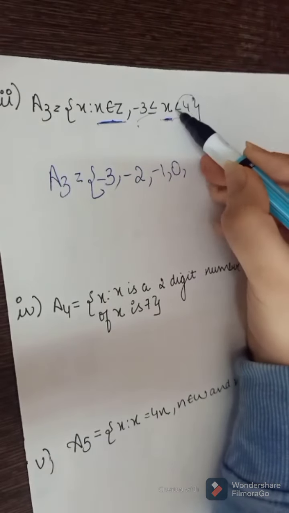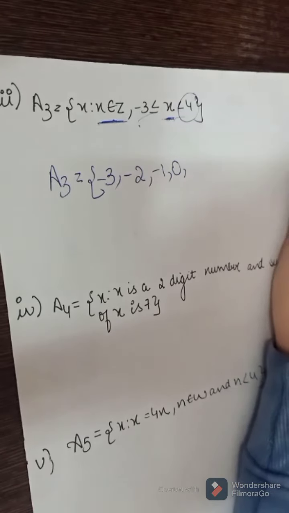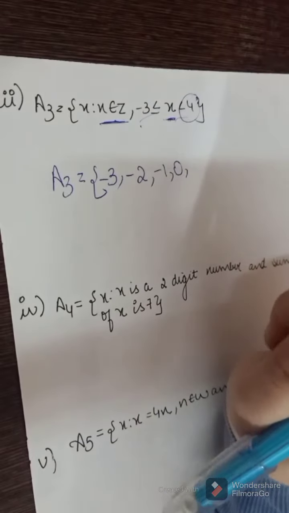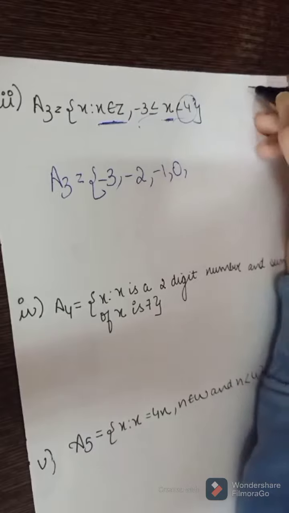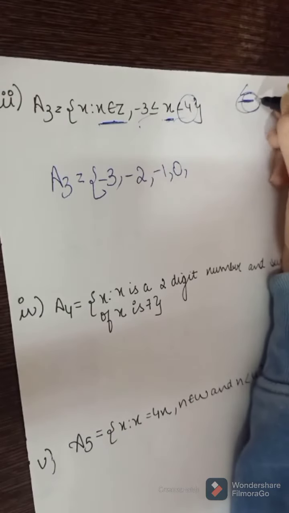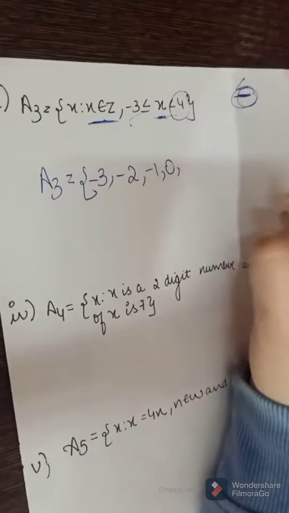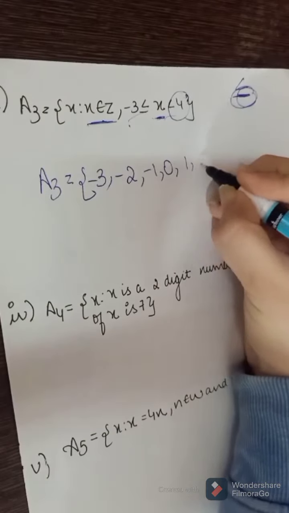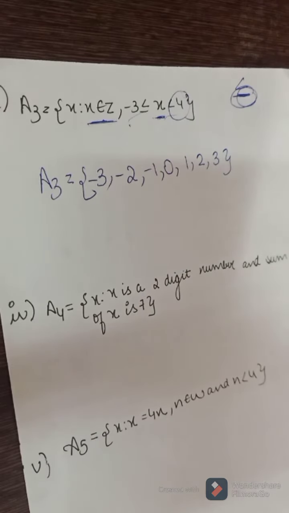Now X is less than 4, right? X is less than 4 means 1, 2, 3. Now, many of you would be thinking why 4 is not included. 4 is not included because the set is not less than or equal to 4. The set is less than 4. If the less than or equal to sign had been there, then you would have surely written the 4, but as it is not there, we are not going to write it. So 1, 2 and 3 are included in the set A3. I hope this is clear to you. If you have any doubts, let me know in the comment section below.